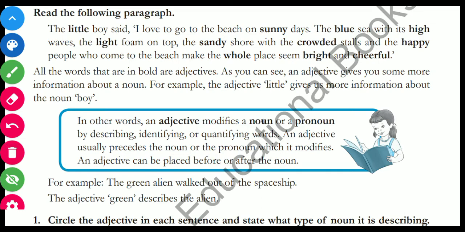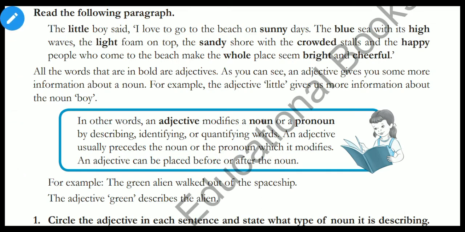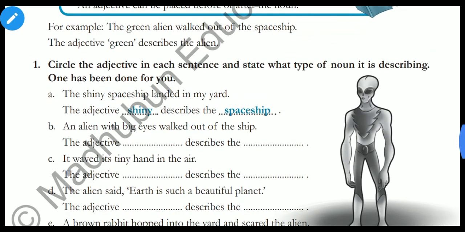Okay, now see the first exercise. In this, circle the adjective in each sentence and state what type of noun it is describing. What do we have to do in this? We have to underline, we have to identify the adjective, and the adjective is describing which noun, that we have to identify.